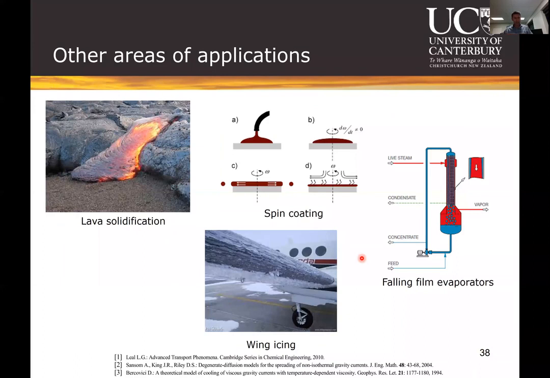There are a number of other contexts where a film of fluid spreads and the kinematics of the surface on which it spreads is important, or where the fluid solidifies, obviously like when the batter cooks. Lava is another example of a flow where the layer solidifies as it spreads. Spin coating is an example where the kinematics of the substrate is very important to the dynamics of the flow. Wing icing is also another example, where the fluid solidifies as it goes over the wing.